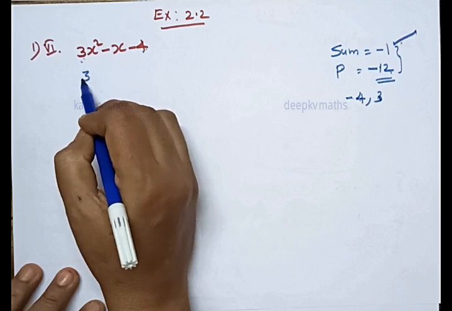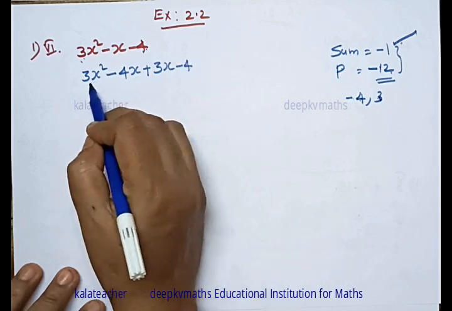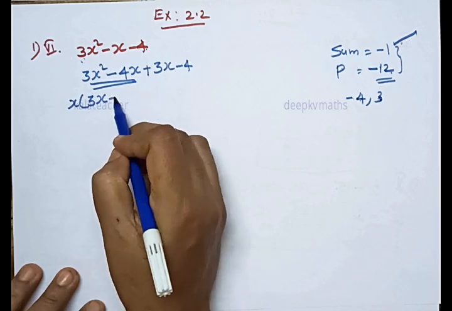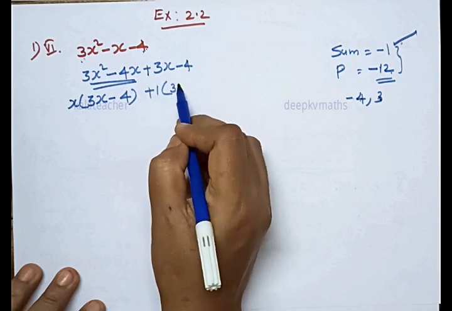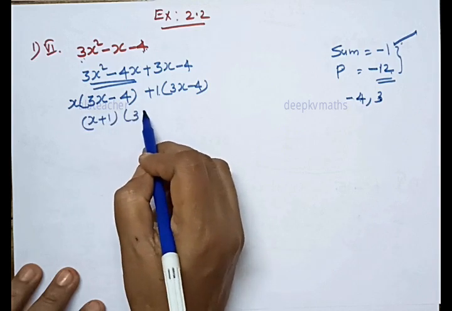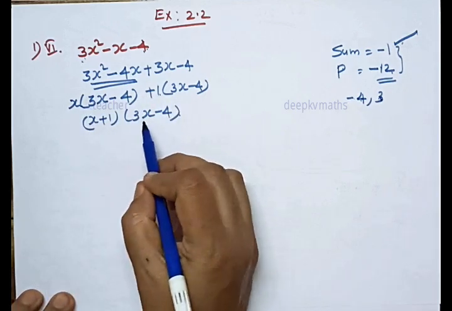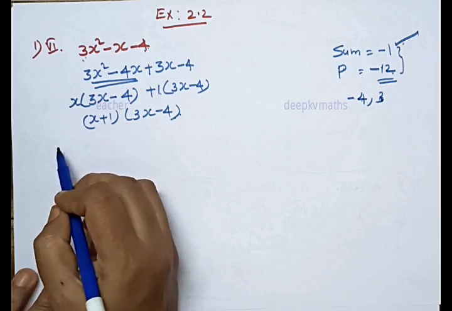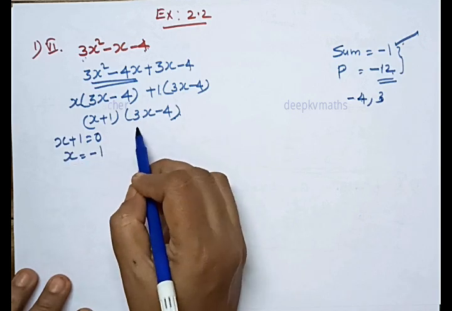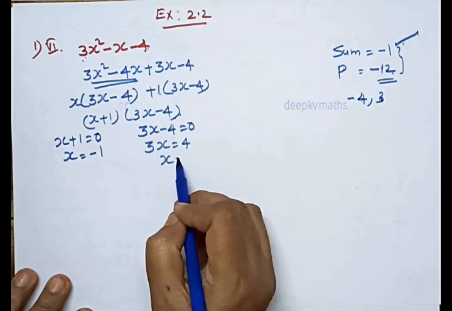Splitting the middle term, 3x square minus 4x plus 3x minus 4. Grouping the terms, we take x common from the first two, x into 3x minus 4, plus 1 into 3x minus 4. So x plus 1 and 3x minus 4 are the factors. Now we equate each to zero to find the zeros of the polynomial. x plus 1 equal to 0, then x is equal to minus 1. 3x minus 4 equal to 0, then 3x is equal to 4 and x is equal to 4 by 3.